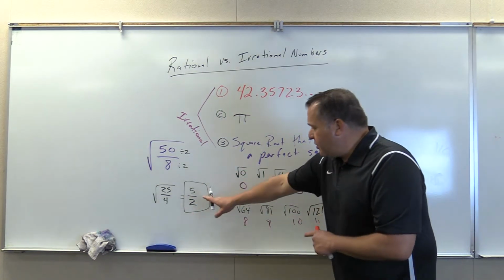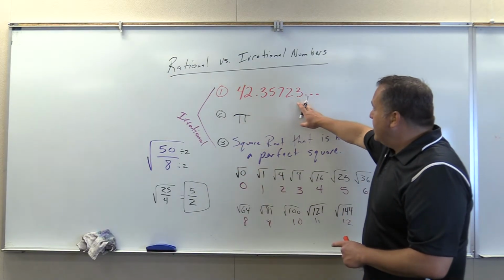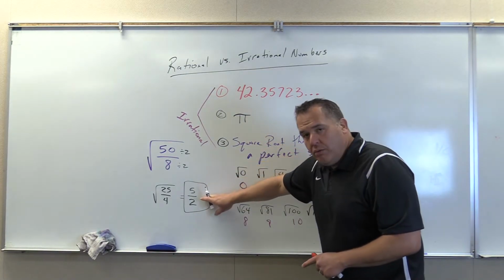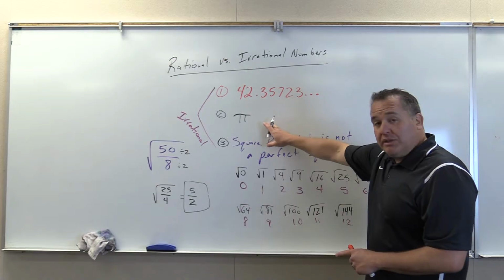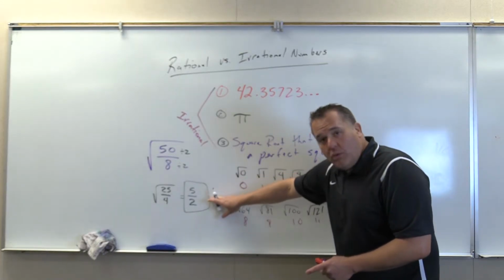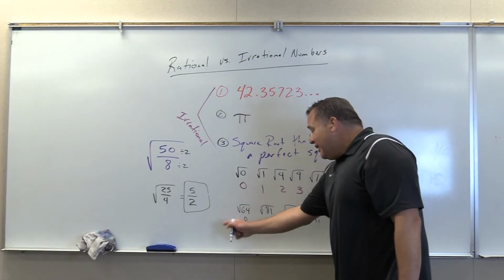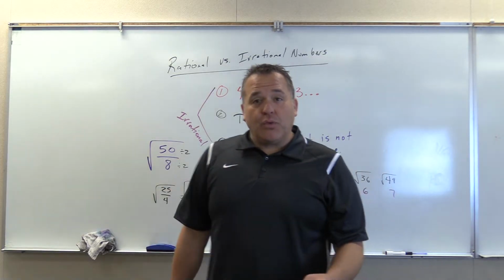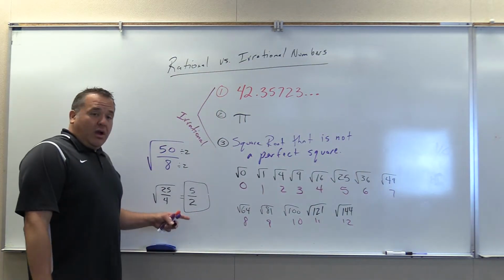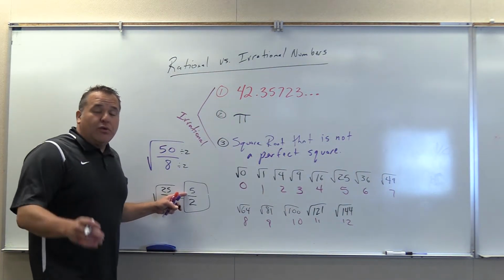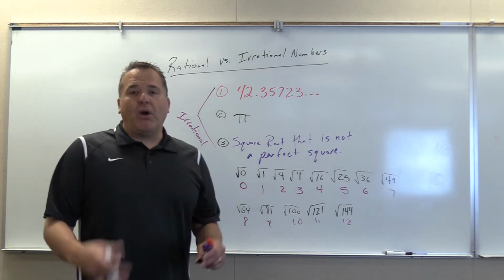Now look at your answer. Is there a decimal that keeps going? No. Is pi somewhere in there? No. And finally, do you have a square root that cannot be square rooted? Answer is no. We got 5 over 2. There's no more square roots because we simplified the problem.